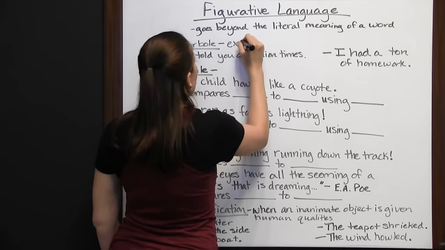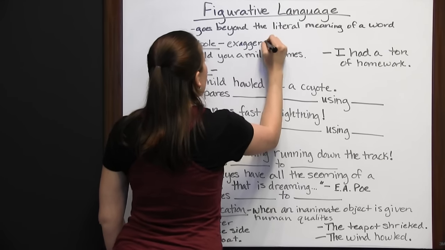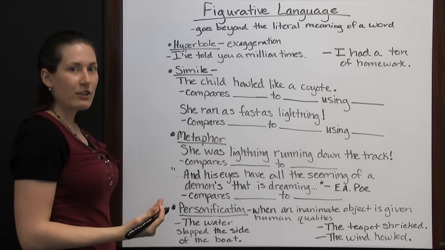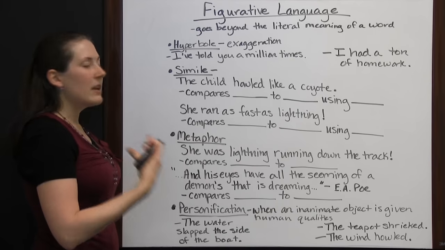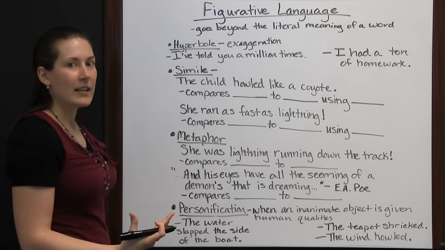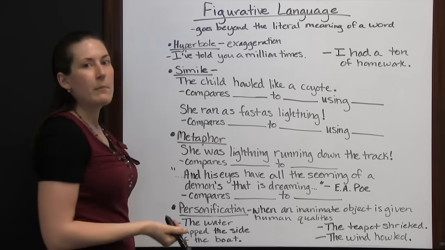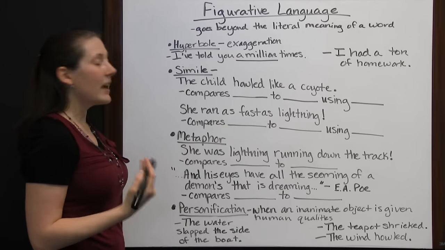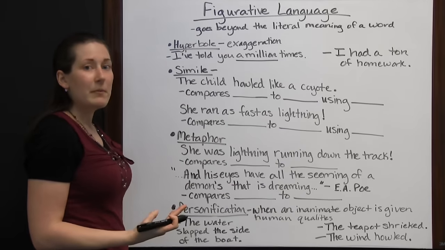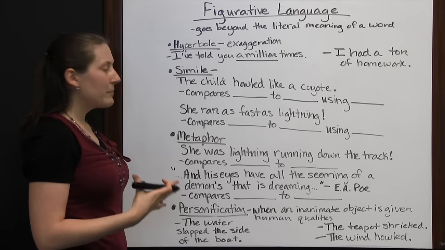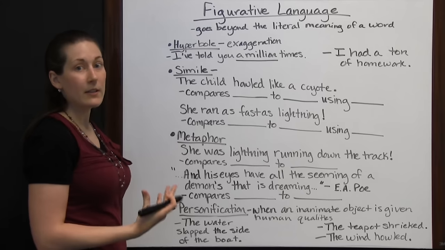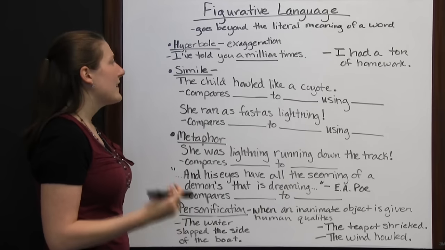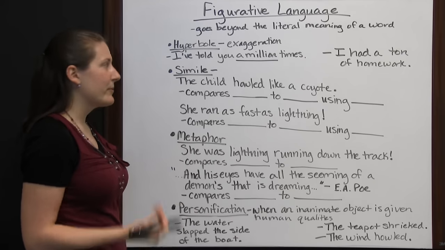Hyperbole is exaggeration. People will say something, and you aren't meant to take it literally. You're meant to know it's an exaggeration, but it's there just to emphasize how strongly the author is trying to convey something. For instance, I've told you a million times. I bet some of you have probably heard that one, and a million times, really? Probably you haven't heard whatever your parent or teacher has said they've told you a million times. It's an exaggeration. It's hyperbole. It's meant to emphasize that they've already told you this a lot more times before now.